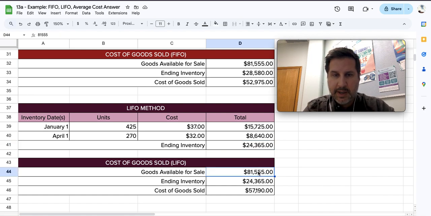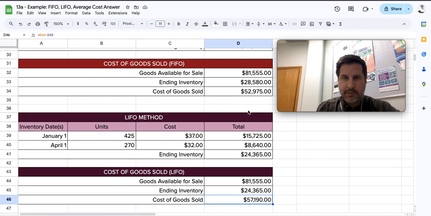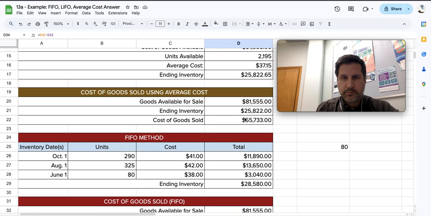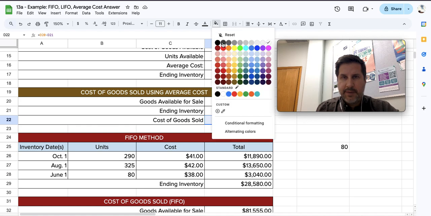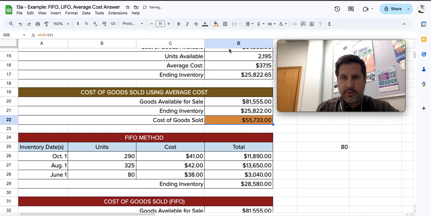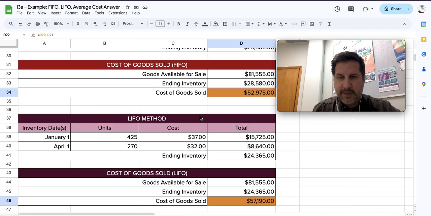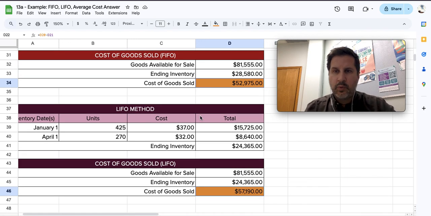We then take the total cost of our goods available for sale minus the $24,365, and in this case, the cost of goods sold, or what we sold to our customers, cost us $57,190. So that is FIFO, LIFO, and average cost. You will note that in each example, the cost of goods sold is different, and that's really important for you to note. In the first example, it was valued at $55,733. In the second example, it was valued at $52,975. And in the final example, $57,190.